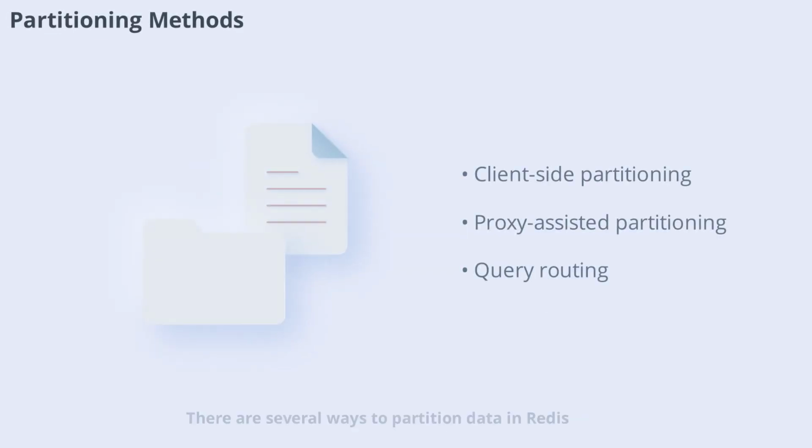There are several ways to partition data in Redis. Client-side partitioning lets clients decide where to store data. Proxy-assisted partitioning uses a proxy to route requests to the correct node. Query routing, used by Redis Cluster, redirects queries to the right node. Each method has pros and cons, especially regarding complexity and support for multi-key operations.